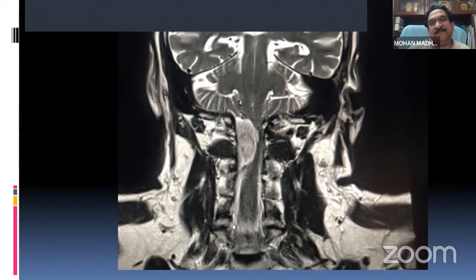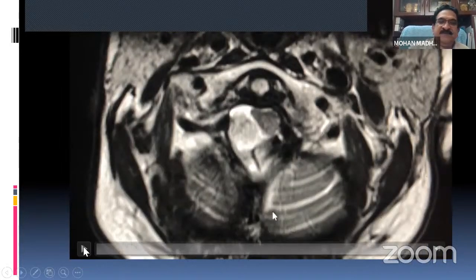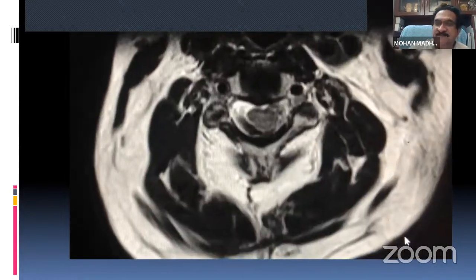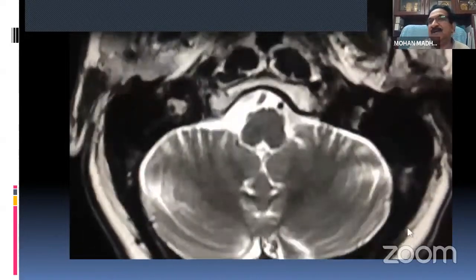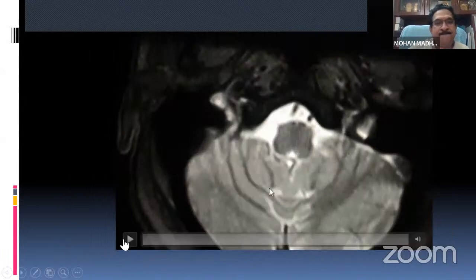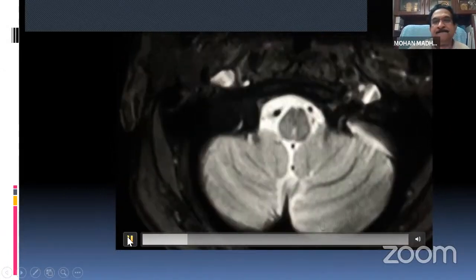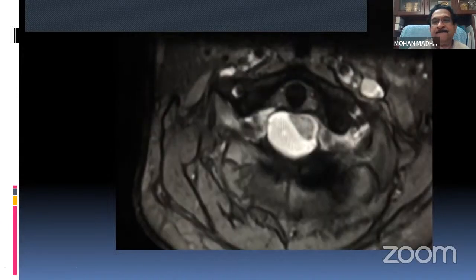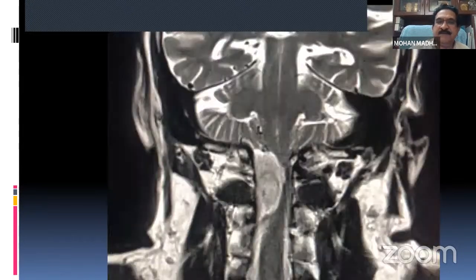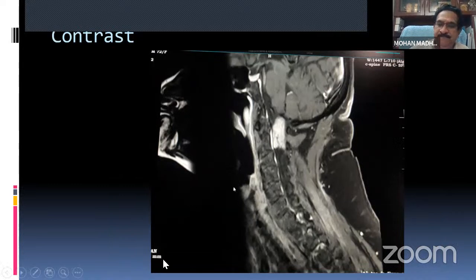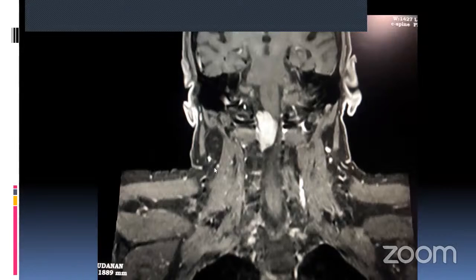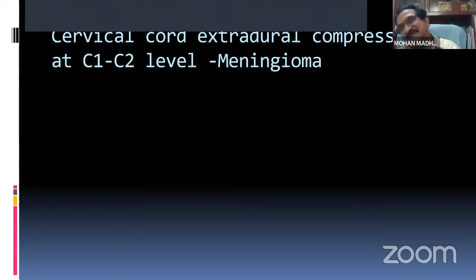See that one. This is the picture I show you. The cord is so much compressed, and still the patient's got only hardly minimal symptoms except the brisk reflexes. This is a contrast film, the MRI of the patient. So that's the story of the patient.